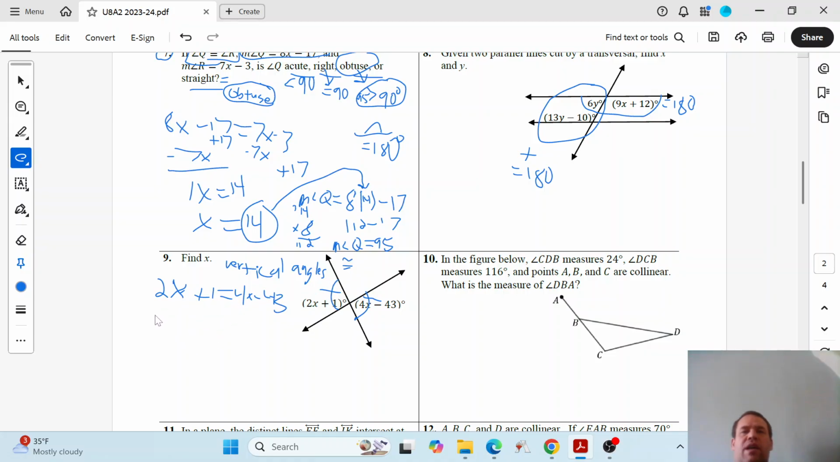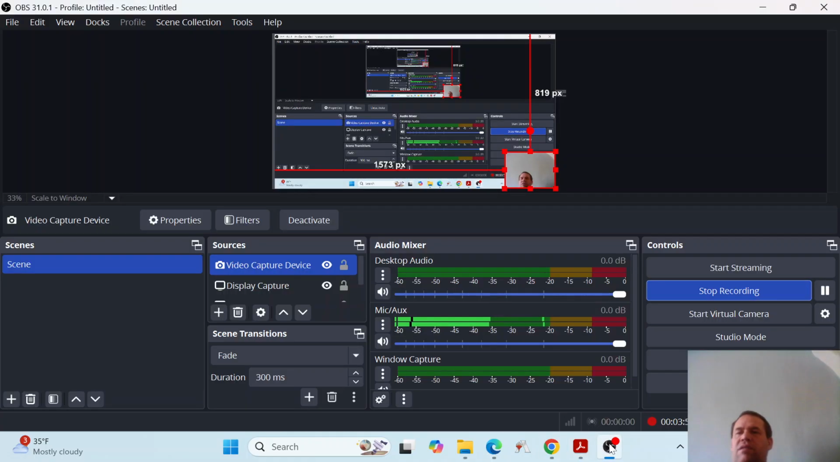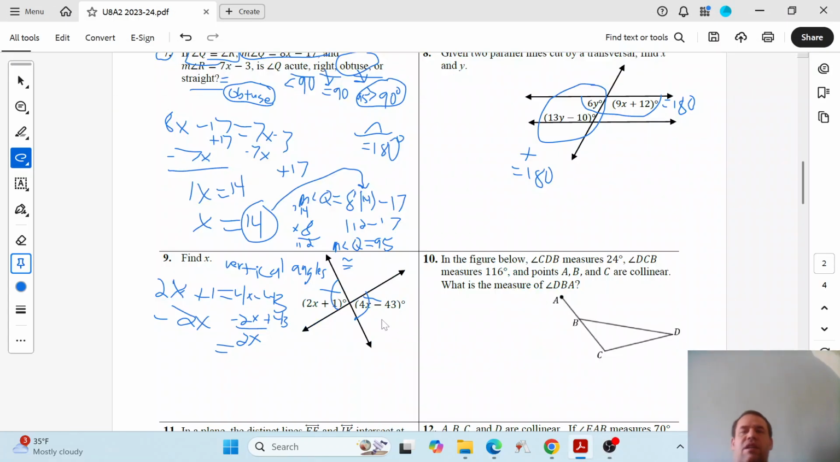So then we're just going to go ahead and minus 2x over to this side. So 4x minus 2x is 2x. And then on this side, we're going to add 43. Make sure the video is actually going right now. It's going. Okay, so then we'll add 43 over to this side, and we get 44, because 43 plus 1 is 44, divided by 2. So you should be getting x equals 22, right? For number 9.